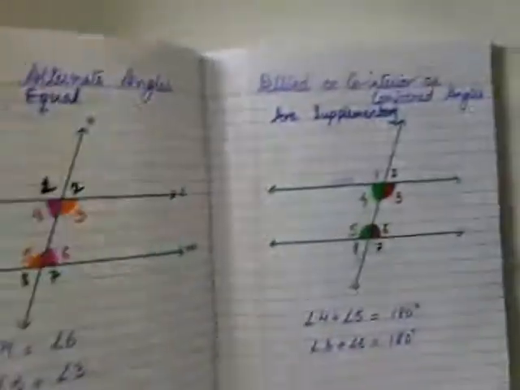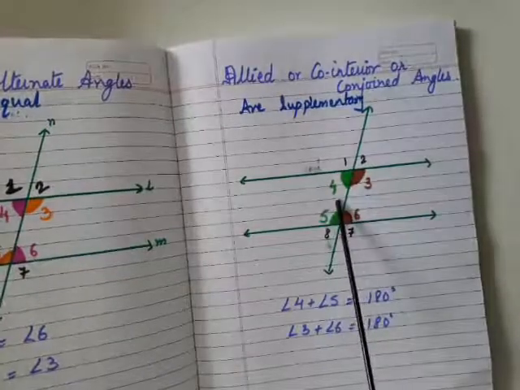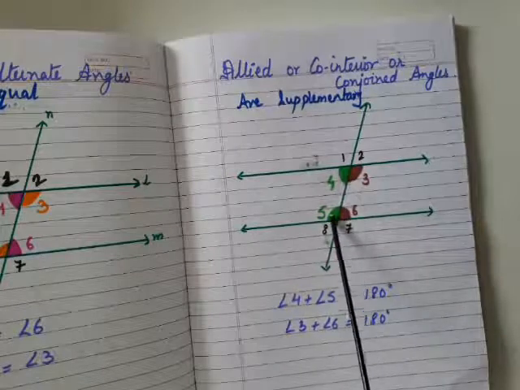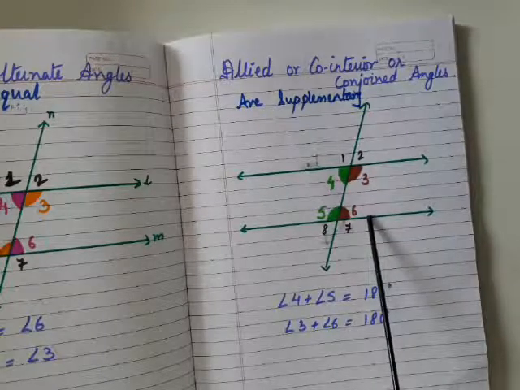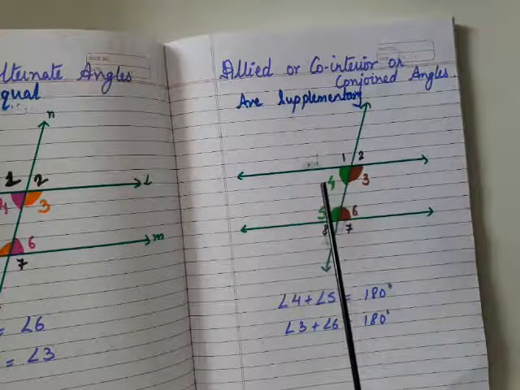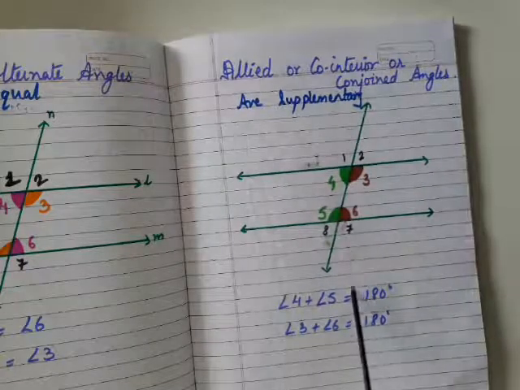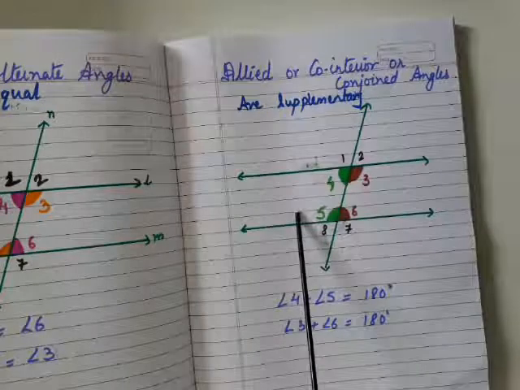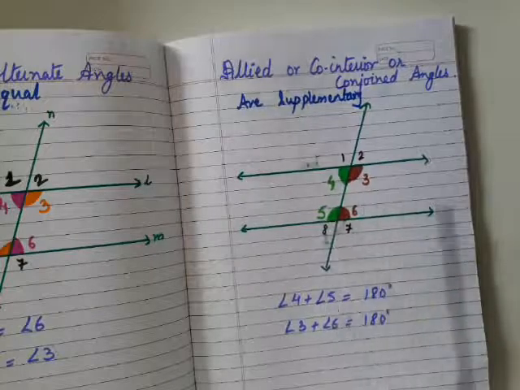In the same way it goes for allied interior angles. Now allied interior angles or co-interior angles or conjoint angles need to be supplementary. That is, 4 plus 5 should be equal to 180. In the same way 3 plus 6 should be equal to 180 if the lines are parallel. So three things we have done right now: corresponding angles are equal, alternate interior angles are equal, and allied angles are supplementary. Allied means the ones which lie towards the same side of the transversal, and allied interior means they are towards the inner side of the parallel lines.